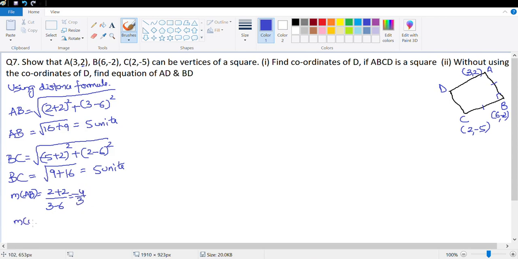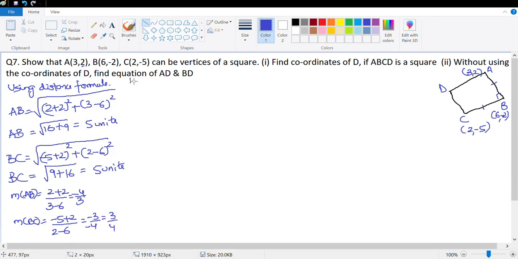And let's find the slope of BC. BC would be y2 minus y1, that's negative 5 minus negative 2, that's negative 5 plus 2, upon x2, that's 2 minus 6. So this is negative 3 upon 4. Oh, negative 3 upon negative 4. Sorry, 2 minus 6 is negative 4. This is equal to 3 upon 4.